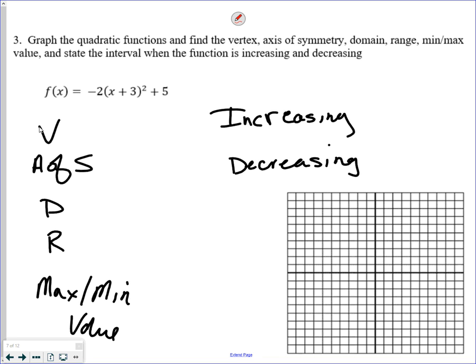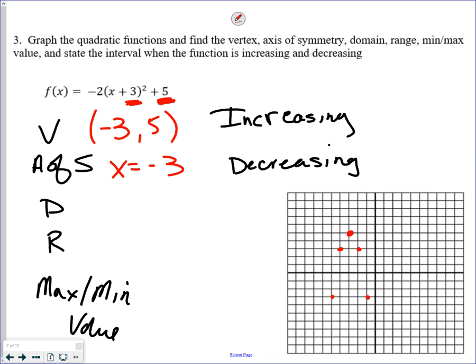This one's actually in vertex form. Negative 3, comma 5. Notice that the x value of the vertex and the y value of the vertex, that makes the axis of symmetry x equals negative 3. And I'm going to graph from there. So negative 3, 5. It's a downward parabola, so over 1 down 2, over 2 down 8.